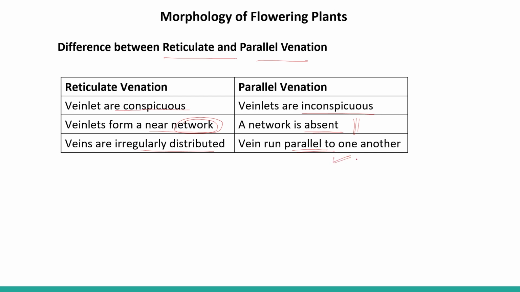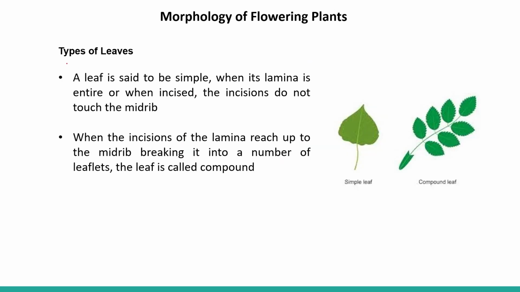Okay. Next, types of leaves. A leaf is said to be simple when its lamina is entire, or when incised, the incision does not touch the midrib. So here we can see a simple leaf like this. So this is a simple leaf.